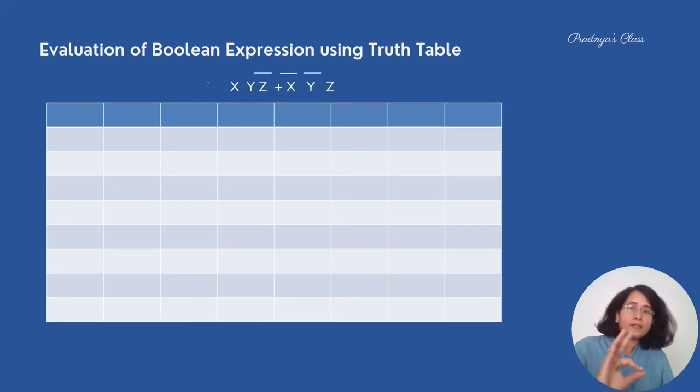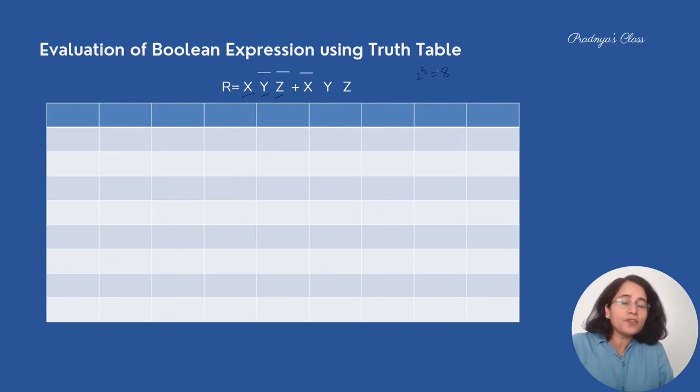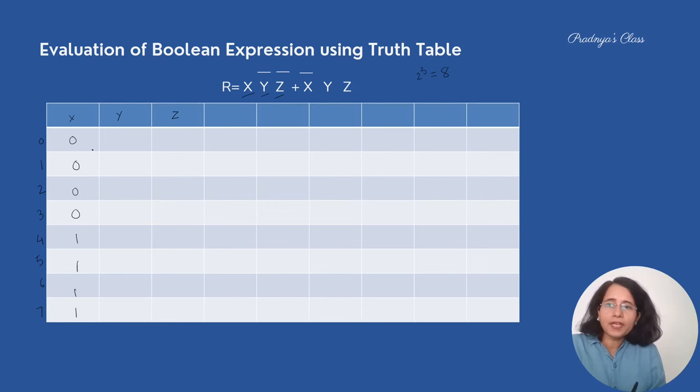Okay, let's solve one more example which will consist of three variables. So you can see here there are three variables x, y, z. So 2 raised to power 3 equals 8. So we need 8 combinations. There are two ways to write the combinations. The first way, just write the binary equivalent of the numbers from 0 to 7 in 3 bits, which we have studied in chapter 2. Or there is one more way to write the combinations. For x, take 4 times 0 and 4 times 1, and for the next column, that is for y, take half of it, that is 2 times 0, 2 times 1, 2 times 0 and 2 times 1. For z, again take half of it, that is 1 time 0, 1 time 1, 1 time 0, 1 time 1.